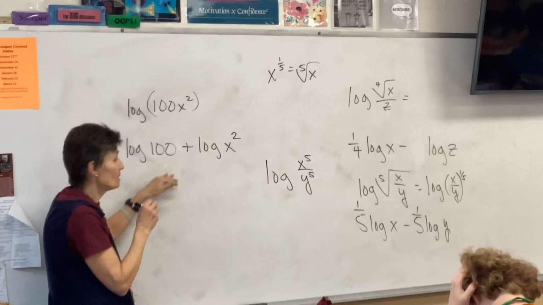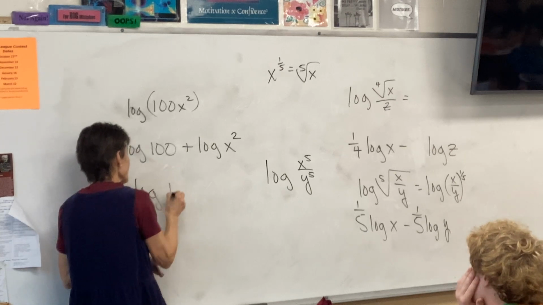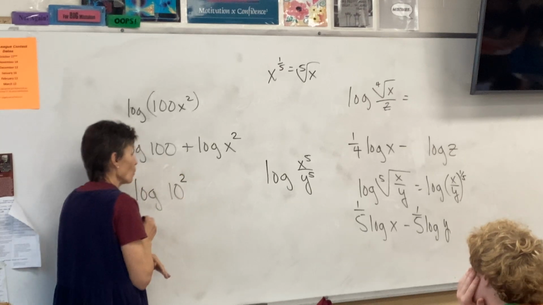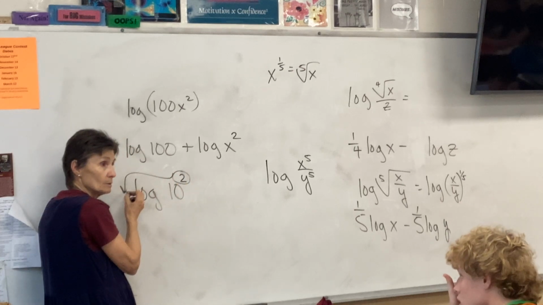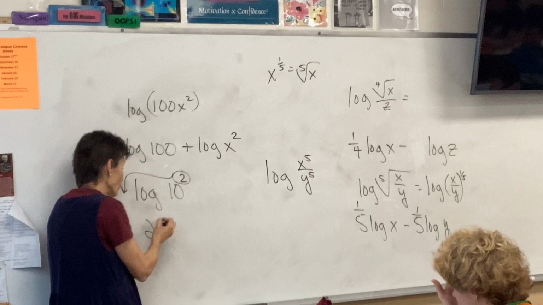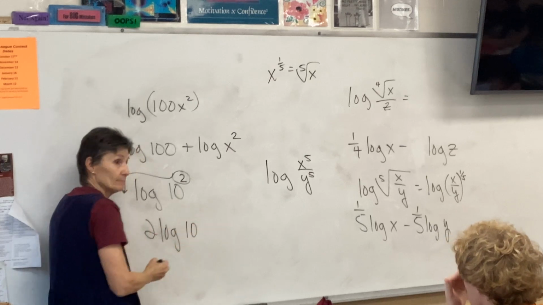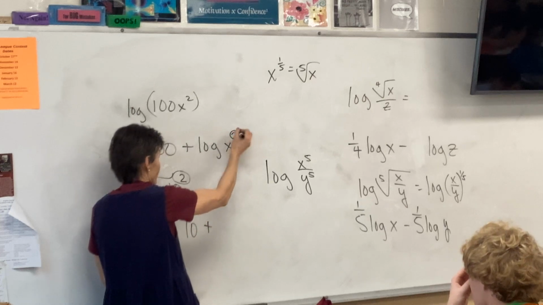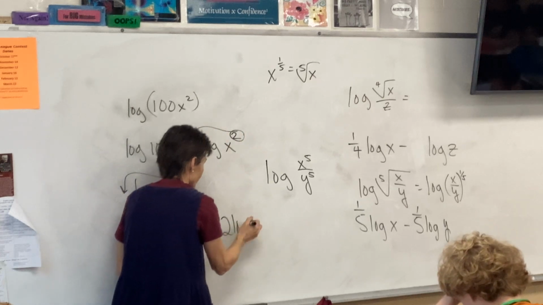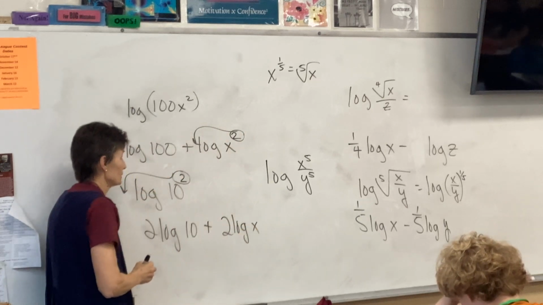But then Diego said 100 is 10 squared. So he said, wait a second, if I write this as 10 squared, then what's going to happen to the 2? So 2 log 10, that's what he said. And what would this be? Plus 2 log x. Oh, I have it.